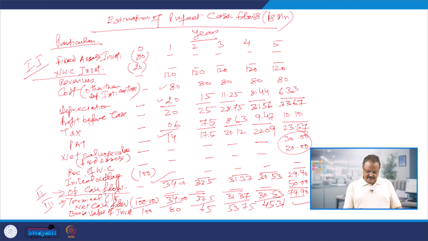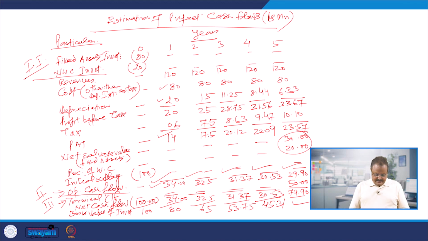When we have calculated the profit after tax, we are adding back the non-cash expense, which is depreciation, and which is 20. So 13 plus 20 plus 14, it's becoming operating cash flow: 34, 32.5, 31.37, 30.53 and 29.90.